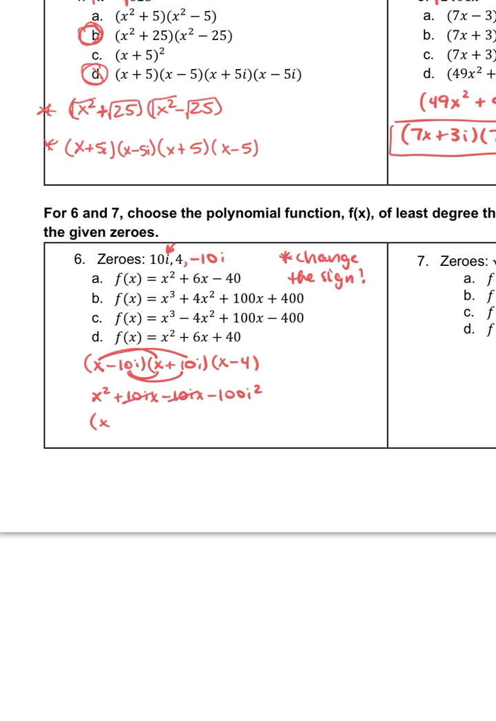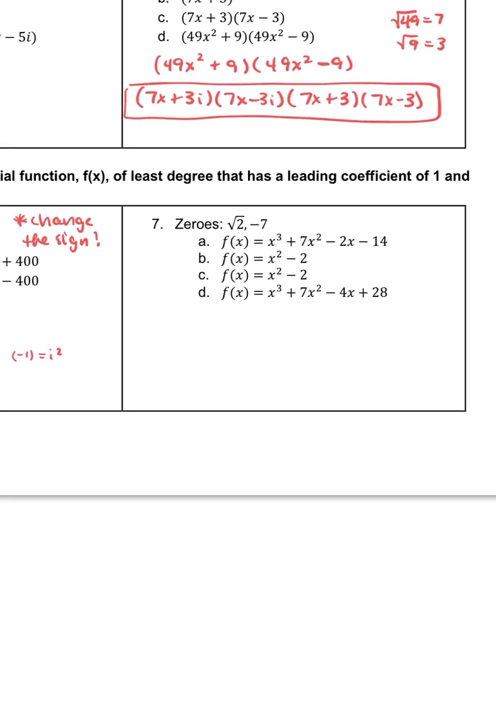And then I'm going to be left with x squared. And remember, i squared changes your sign. This is like multiplying by negative 1. So I'm going to change my sign to plus 100. And then I'm going to bring down my x minus 4, and I'm going to multiply again. So x squared times x gives me x to the third minus 4x squared plus 100x minus 400. And that is my answer. So I look for it on the sheet up here, and I have this one. It should be C.